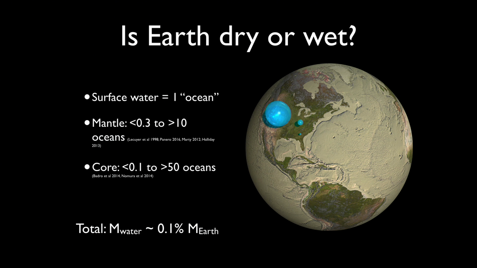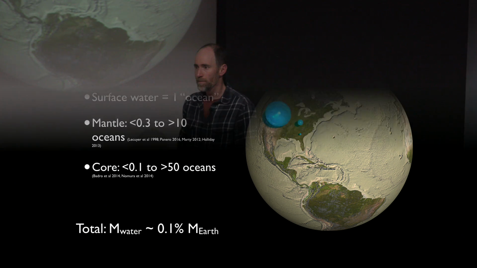In the mantle, there's a debate. Some people think there's very, very little water, and some people are really convinced of this. Wendy Panero in particular tells me it's impossible for there to be more than a couple tenths of an ocean in the mantle, whereas some people think it's likely there are 5 or 10. In the core, likewise, there are very strong opinions about whether there's almost no water or a lot.